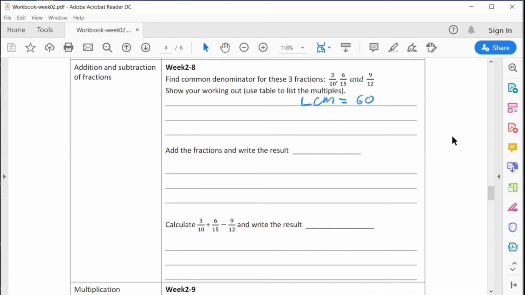And then you will end up with something like 18 over 60 plus 24 over 60 plus 45 over 60, and you end up with 87 over 60. So you get that, right? All right. So you got 87 over 60, and you can simplify it into 29 over 20 if you want to. That's what it is.